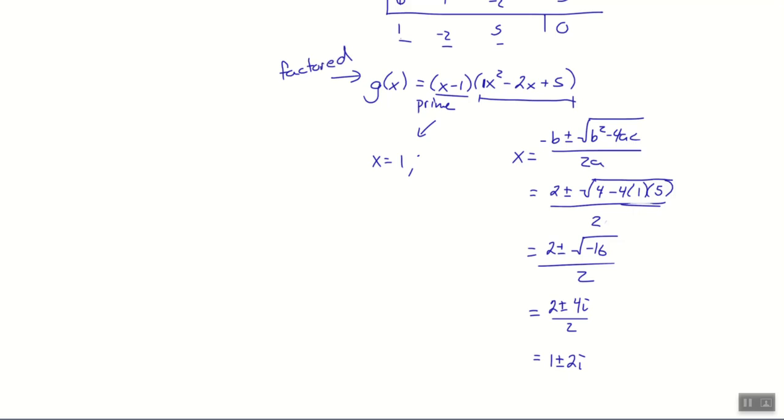Notice what we just found. I had x equals 1, that was from the get-go. And then over here, I'm going to write these answers as well. We had 1 plus 2i, and we had 1 minus 2i. That's what I'm claiming are the 3 roots.